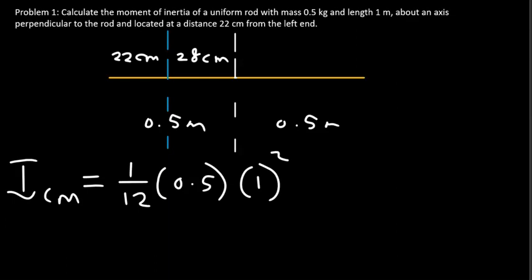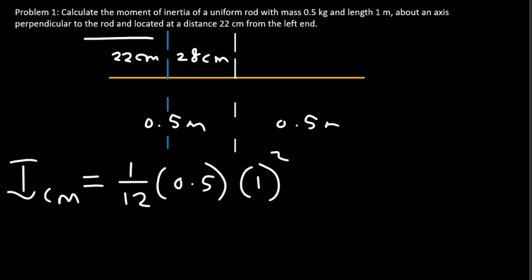What we are interested in is to determine the moment of inertia about this blue axis, which is situated at a distance of 28 centimeters from the first axis that goes through the center of mass. How do we know it's 28 centimeters? We are told that the new axis is located at a distance of 22 centimeters from the left end. So this must be 28, because the sum has to be 50 centimeters.